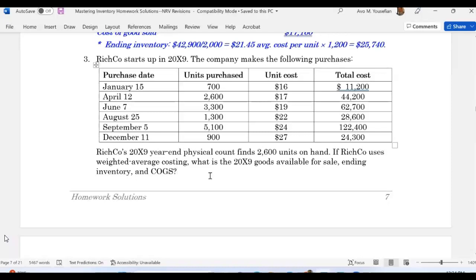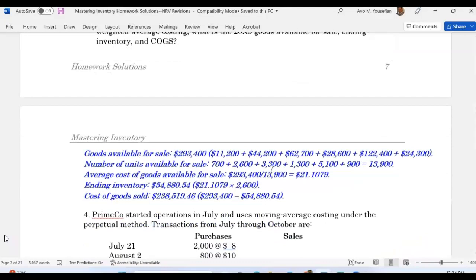Okay, so what is the 2019 goods available for sale, ending inventory, and cost of goods sold? So it's the same story again. So if you look, the solution is given to you here. But just to make it simple, for goods available for sale, you have to know what you have. So it's beginning plus added. Beginning is 0 plus added all these dollar amounts. So available is 29,430, right?